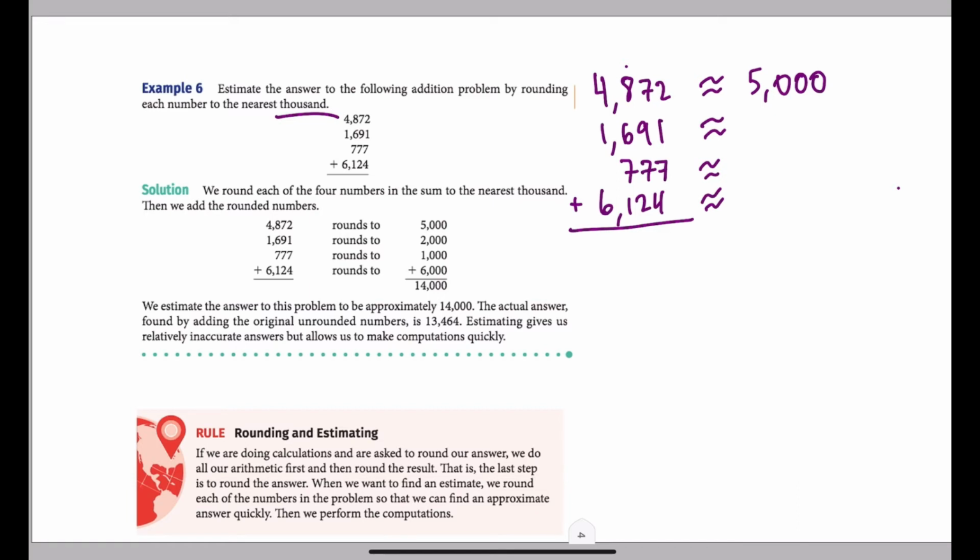1,691. We're rounding to the thousands place, which is where the 1 is over here. But really, it's the neighbor number, the 6, that helps me decide. 6 is a big number. It's going to push 1 up to a 2.